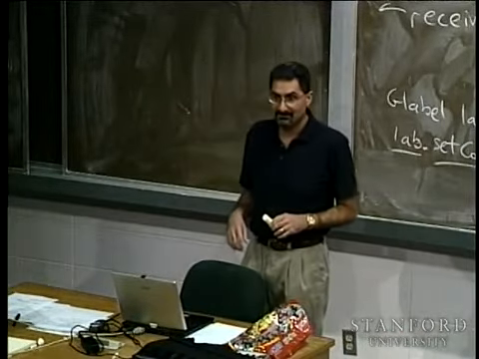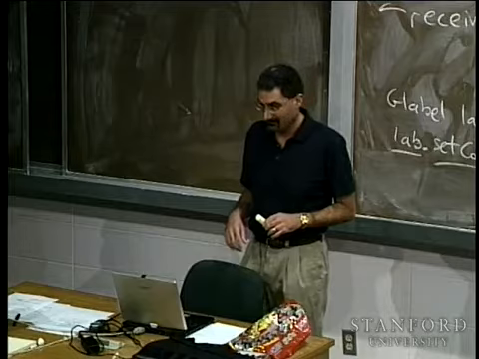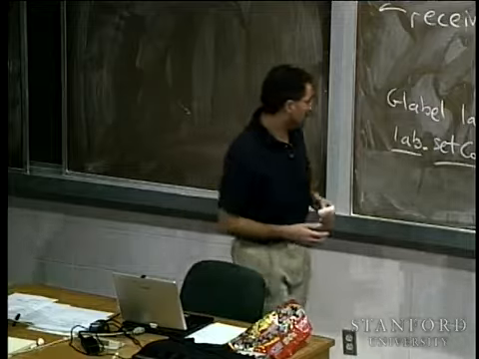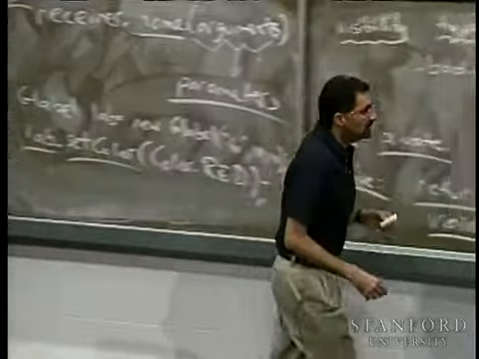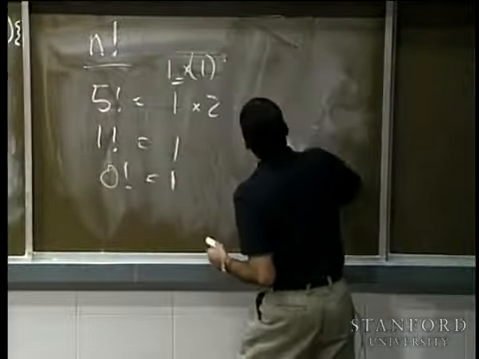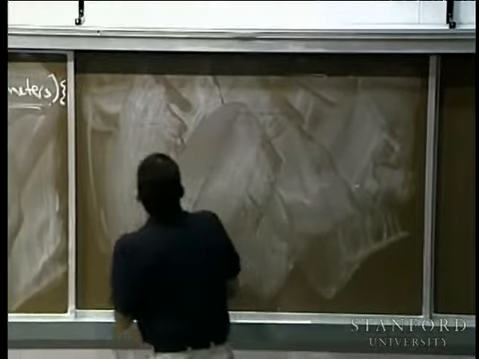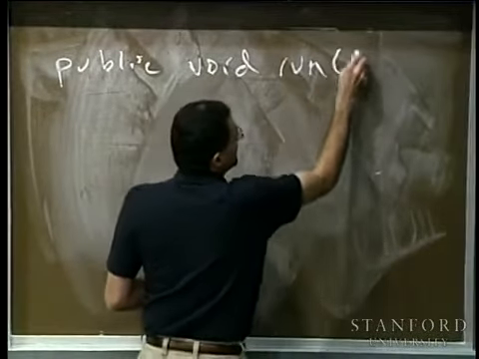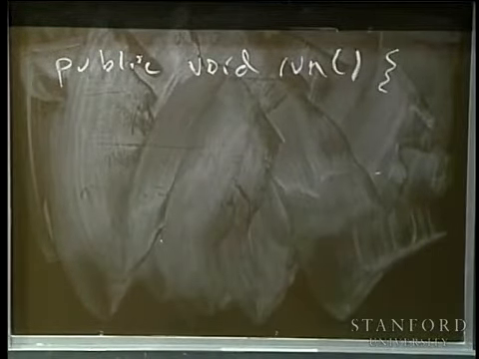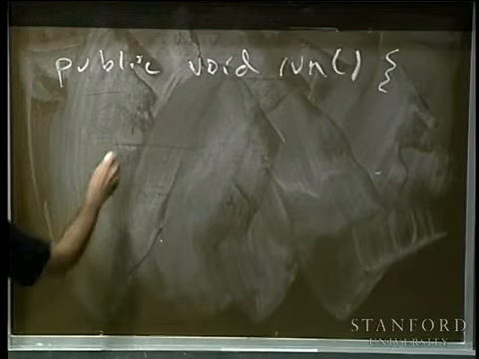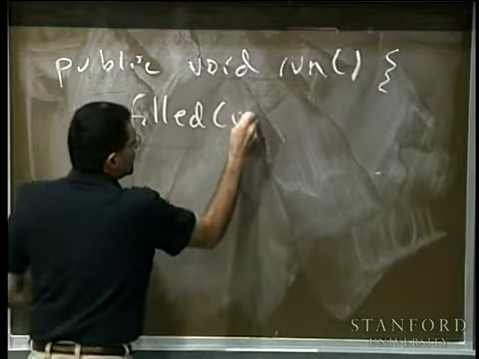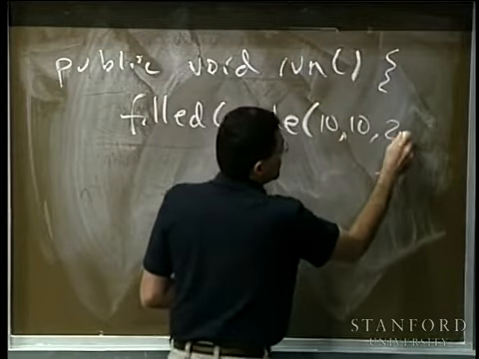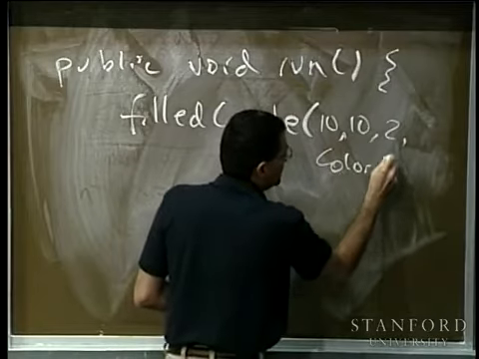In the run method, how would you add that oval? Like, what's the syntax? So the way you could think of it, let me just write it for you up here. So if I actually had the run method, so I'll write public void run, and then let's say I had this function filled circle, right? So I call the method filled circle, and let's just say I want to put this at location 10, 10, and its radius is 2, and the color that I want to give it is red.